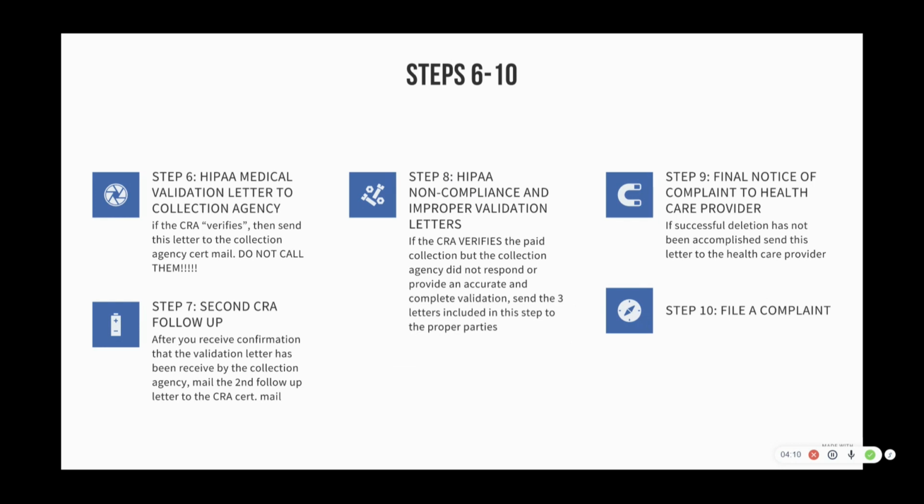So step number 6 is if the CRA verifies, then send this letter to the collection agency certified mail. Do not call them. And that's the HIPAA medical validation letter to collection agency. Step number 7, send the CRA follow-up letter. So after you receive confirmation that the validation letter has been received by the collection agency, you're going to mail the second follow-up to the CRA certified mail. Now, on step number 8, which is the HIPAA non-compliance and improper validation letters, if the CRA verifies the paid collection, but the collection agency did not respond or provide an accurate and complete validation, send the 3 letters included in this step to the proper parties.